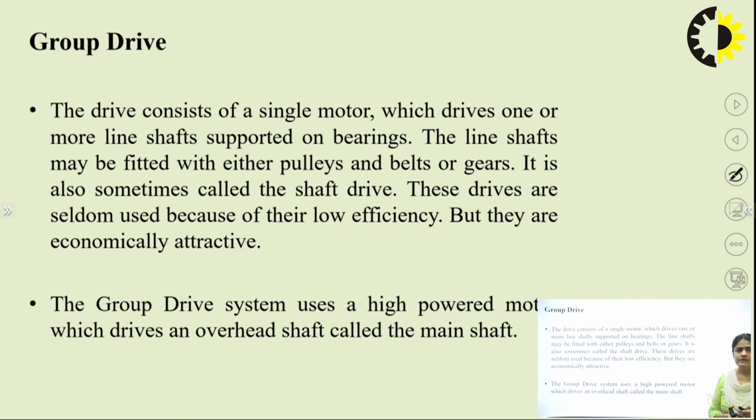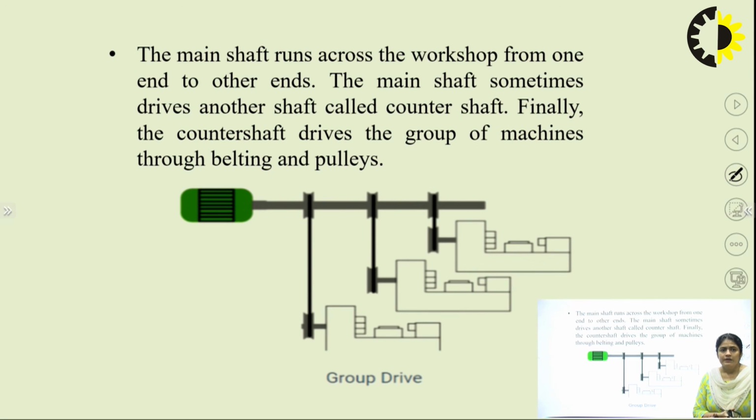A group drive system uses a high power motor which drives an overhead shaft called the main shaft. In this diagram, you can see a number of loads connected to only one motor with pulleys. The main shaft may run across the workshop from one end to the other. The main shaft sometimes drives another shaft called the countershaft.